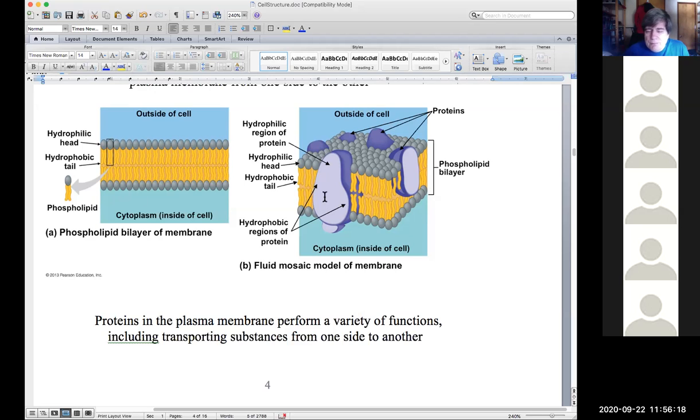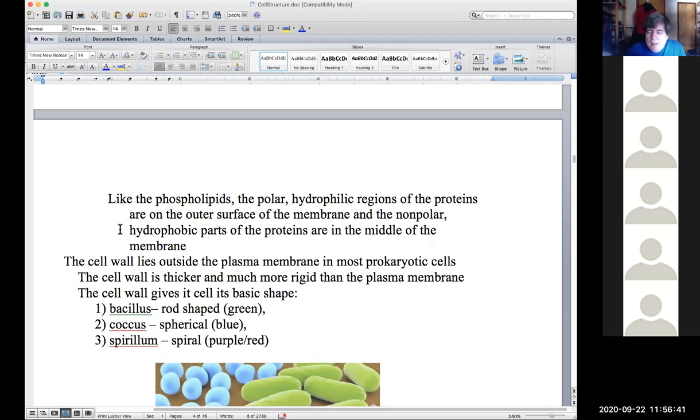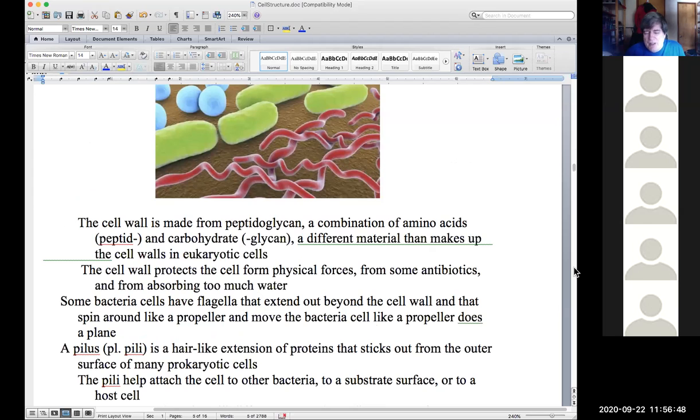So the phospholipids stop stuff from getting through the membrane. The proteins help stuff get through the membrane. But there's different proteins for different stuff. One protein doesn't fit all different materials, kind of like one size doesn't fit all. So proteins are going to move stuff through. Now, when we talk about other cells, we're going to see that there are some other types of molecules in other cells, but those are the main ones in the plasma membrane in bacteria cells.